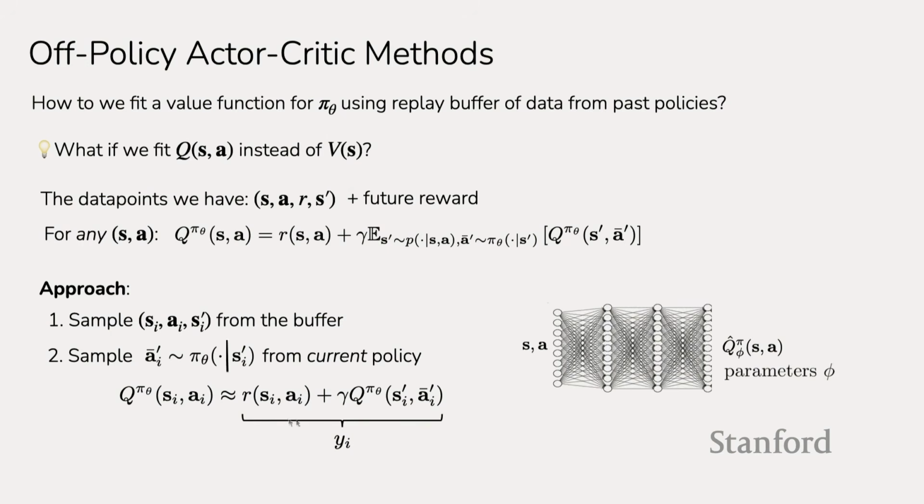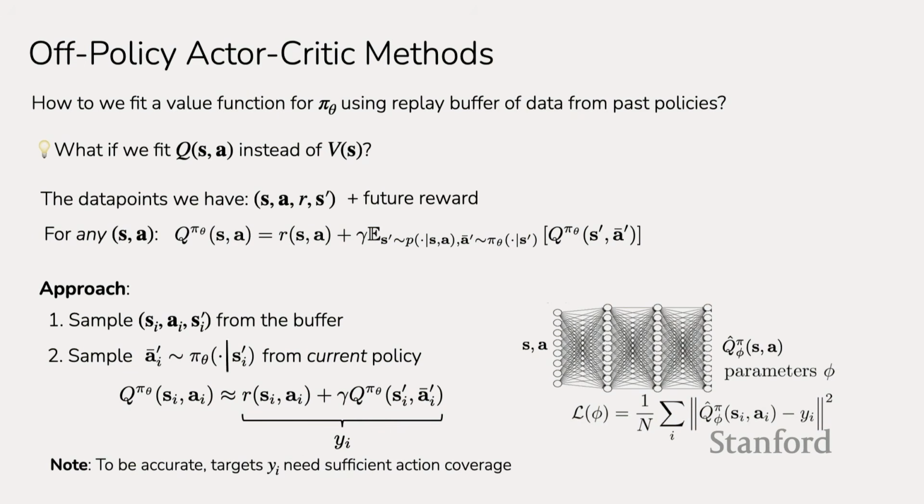Just to finish this slide and then come back to that point, we'll be using R plus gamma times Q as our label. Then we can use supervised learning to pass the state and action as input to a neural network, and try to output this label. Again, we can use a similar L2 error between our prediction and the target, just like with the value function. To be accurate, these targets Y need to have sufficient action coverage, and the action taken from your policy can't be wildly out of distribution. Otherwise, these targets will be inaccurate.